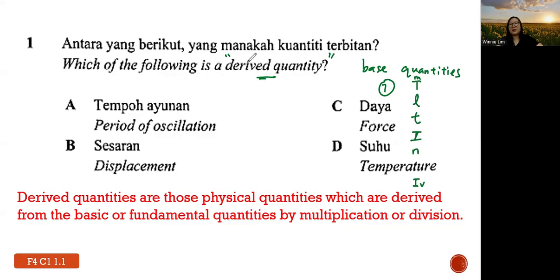And for derived quantity, a simple example is when we have the idea of length times length. Then we have this concept of L squared, which refers to area. So this is the idea of derived quantity.